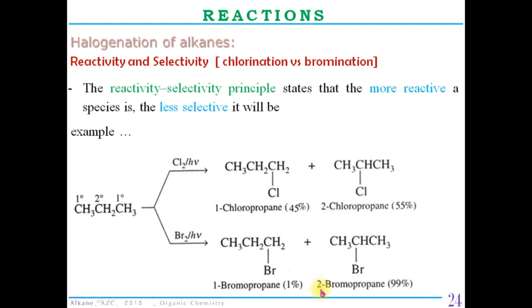So the ratio is not as different in chlorination as in bromination. So over here we can say that in bromination, there is some kind of selectivity to form 2-bromopropane predominantly, more than in the chlorination reaction.